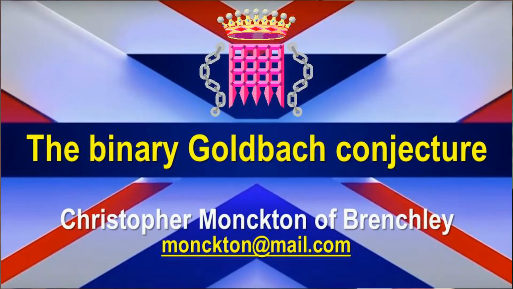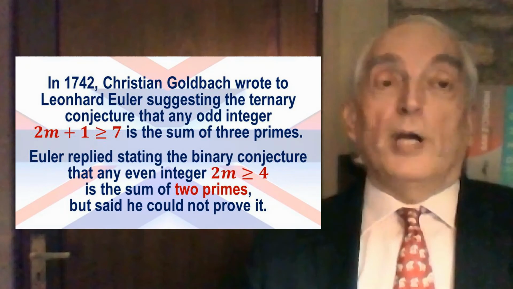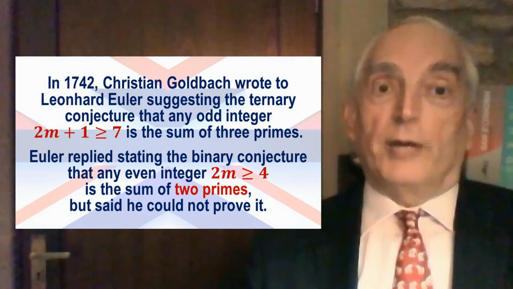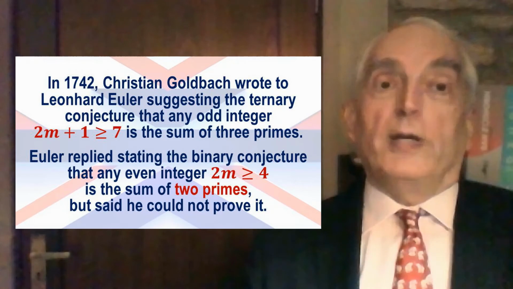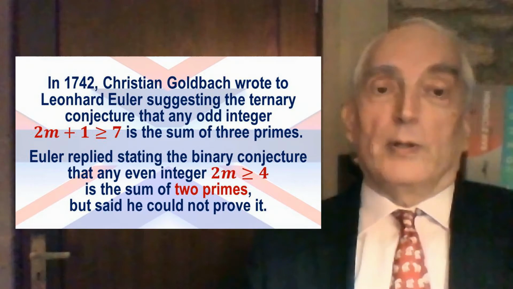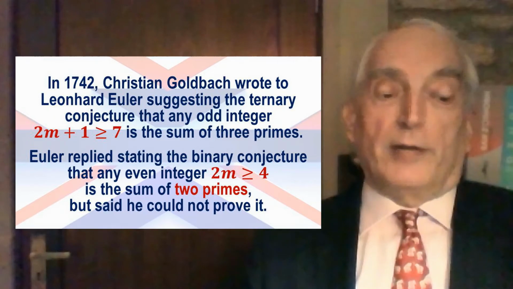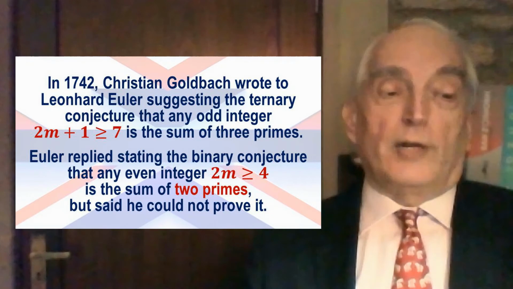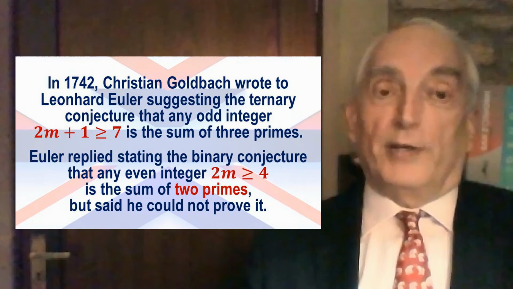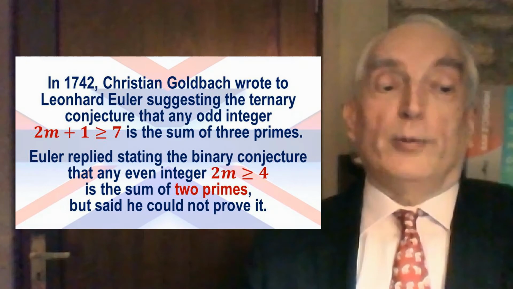Welcome to this conjecture lecture about the long outstanding binary Goldbach conjecture, first propounded 280 years ago, but not yet proven until now. In 1742, Christian Goldbach wrote to Leonhard Euler suggesting what's now known as the ternary conjecture, that any odd integer greater than or equal to 7 is in at least one way the sum of 3 primes. Euler replied, stating the binary conjecture, that any even integer greater than or equal to 4 is the sum of 2 primes in at least one way, but he said he couldn't prove it.